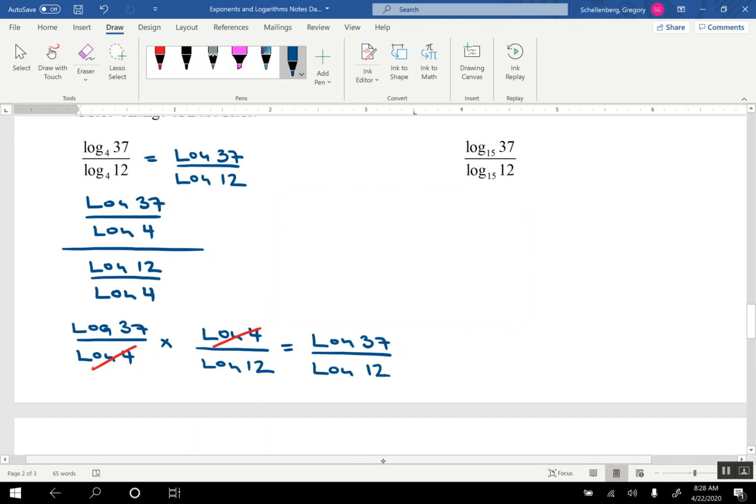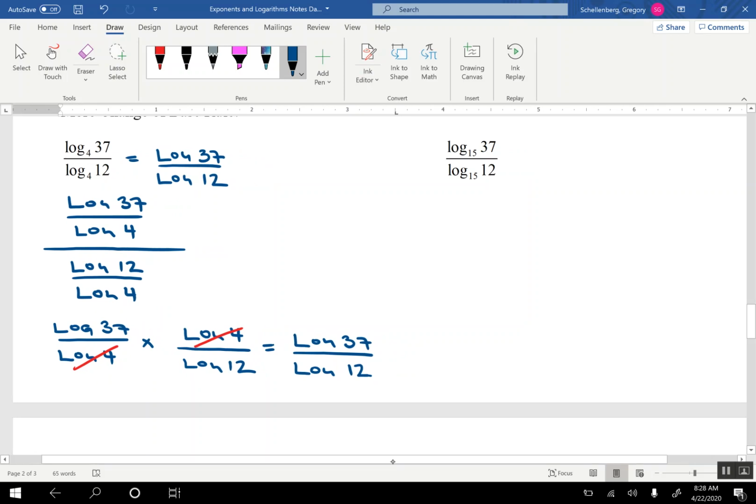Okay, so we can cut to the chase here. Log base 15 of 37 divided by log base 15 of 12. Same idea. This is going to be equal to the log of 37 divided by the log of 12.